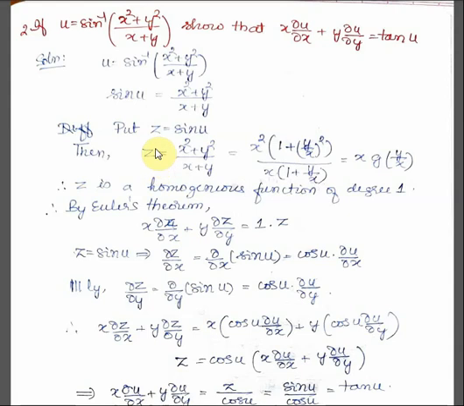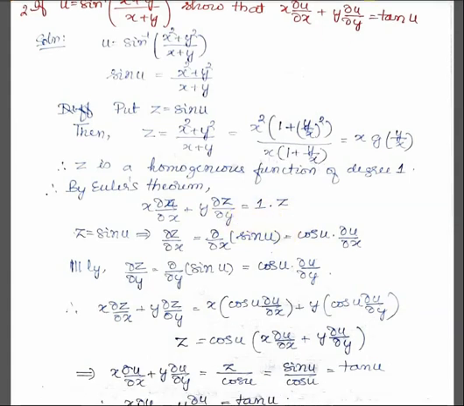Therefore, now this z becomes a homogeneous function of degree 1, not u. So from u I have shifted to z. z is a homogeneous function, so I can apply Euler's theorem to z and not to u. So by Euler's theorem for z, what is the degree? The degree is 1. So x ∂z/∂x + y ∂z/∂y is equal to, the degree is 1, into z.